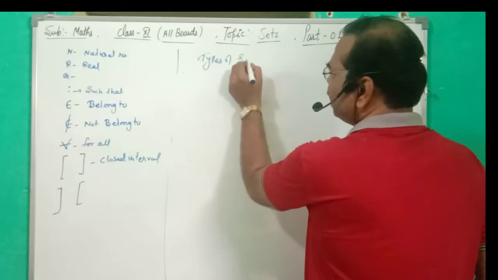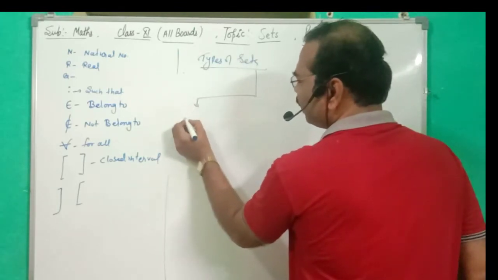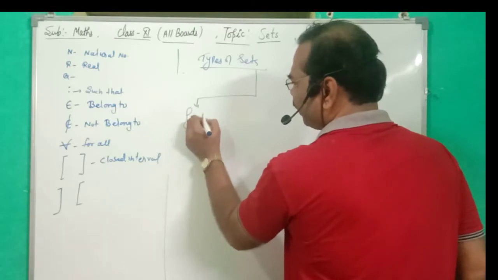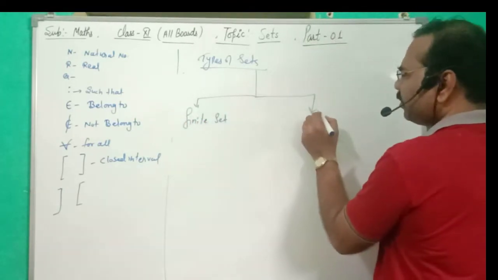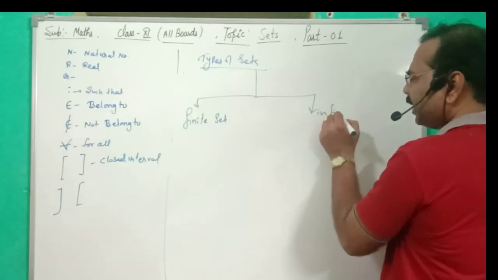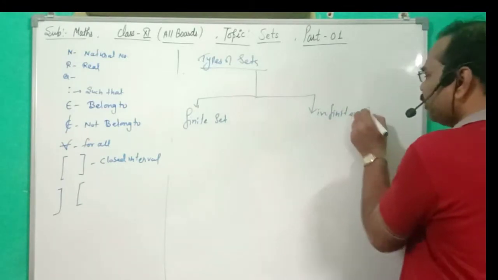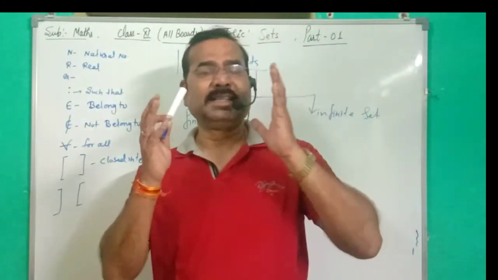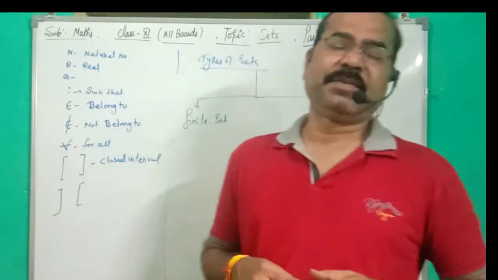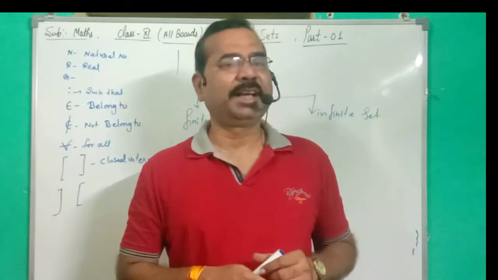Now we discuss the types of sets. What is a finite set? The second is an infinite set. In a finite set, all the elements are fixed. When the elements are not fixed and go on up to infinity, that is called an infinite set.